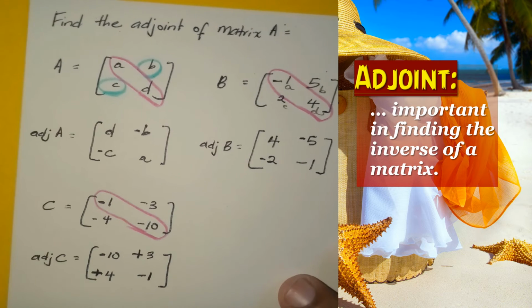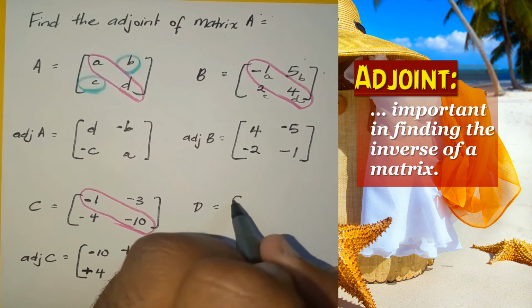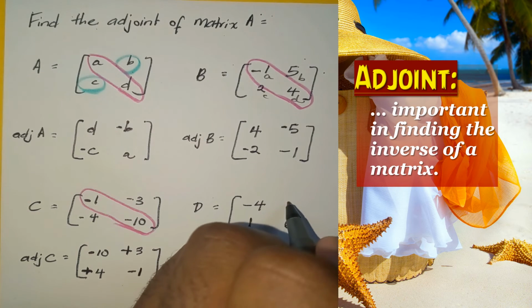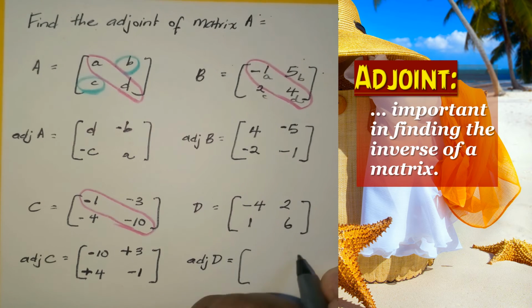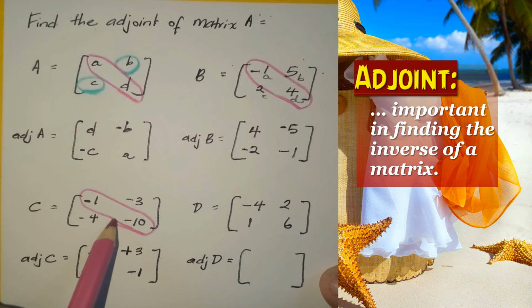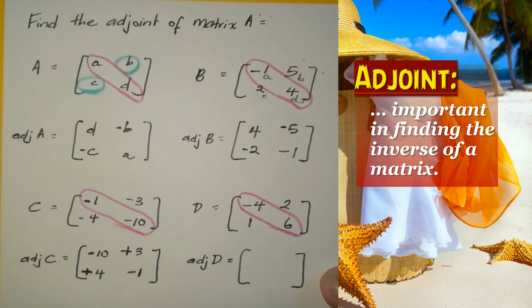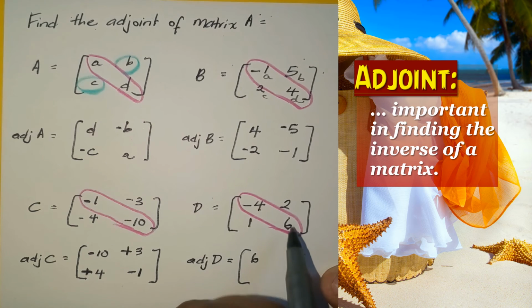Let's do another example just to complete my page. So you're going to have D being equal to -4, 1, 2, 6. And we need to find the adjoint, the ADJ of D. Remember what to do? Let's look at the example and see. Find the leading diagonal, which is this. Interchange their position. That means A becomes D. This becomes this, which is 6. And this becomes this, which is -4.